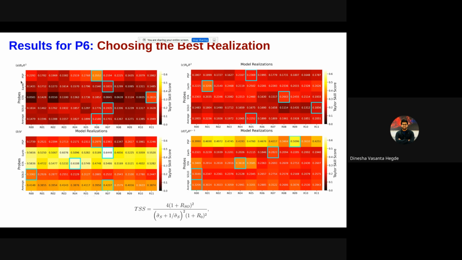So what does this mean? For PSP, the sixth ensemble member is the best, for Earth it is the seventh, for Solar Orbiter it is the seventh, and on average it is the sixth.